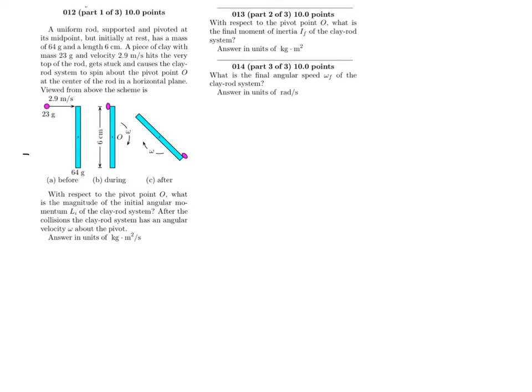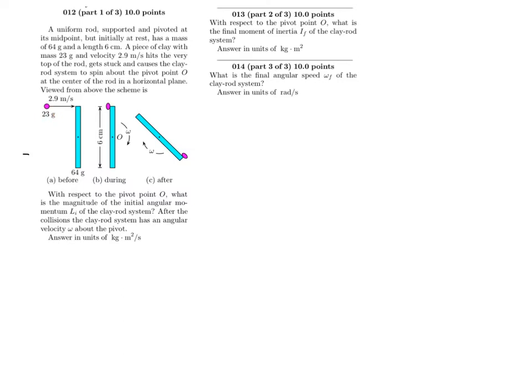And it's viewed from above so that you know that you don't have to worry about the gravity accelerating it down and around and stuff. With respect to the pivot point O, that point in the middle, what is the magnitude of the initial angular momentum of the clay rod system? After the collisions, the clay rod system has an angular velocity, omega, about the pivot. But beforehand, it's just really this that's moving.